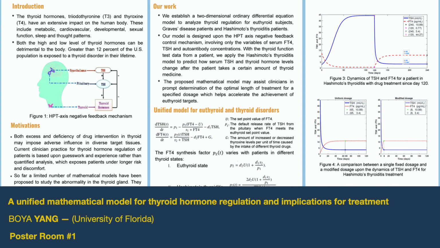The unified model can be employed to study the regulation of thyroid-stimulating hormone and free thyroxine for normal thyroid subjects, and for thyroiditis and Graves' disease patients, respectively. Given the early blood test data, we demonstrated the feasibility for healthcare professionals to apply our model in choosing an appropriate dosage regimen for patients to achieve the desired thyroid hormone levels within a specified time frame.